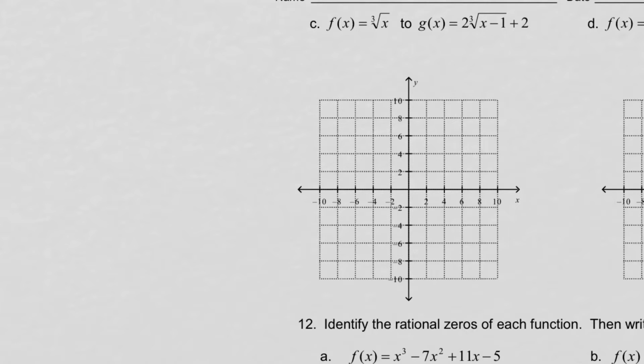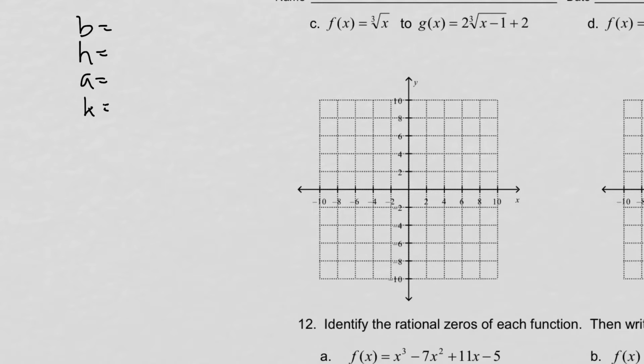Alright, so part C is asking us to graph and describe, just like part A and B. Graph and describe the transformation from f of x to g of x. I'm going to start the same way that I started the other ones by figuring out the value of b, h, a, and k. Those are my important things that I need to find right now.